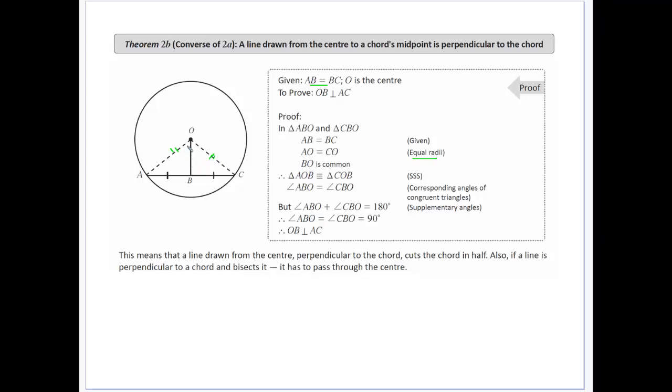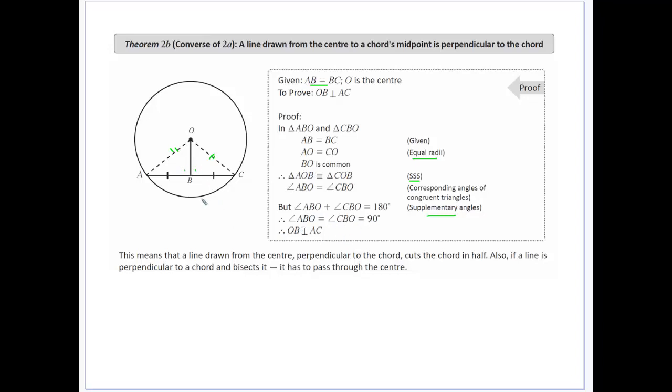And again, OB is common, which means that all three sides in one triangle are equal to all three sides in another triangle. So by side-side-side, the triangles are congruent. So that means these two angles there must be equal. And because they're along a straight line, they're supplementary, they add up to 180, but they're the same, so twice that angle gives us 180, so each is 90. So it means they're perpendicular.